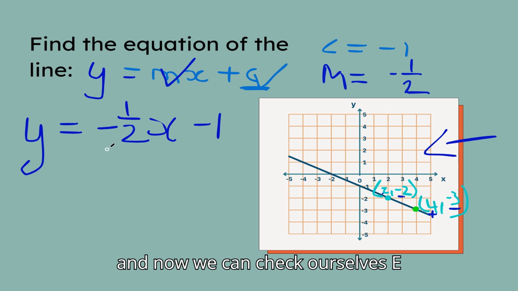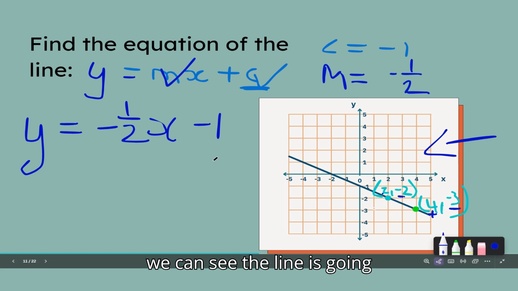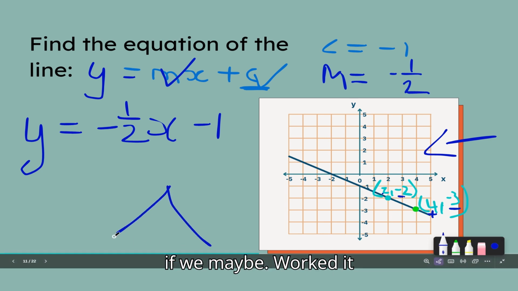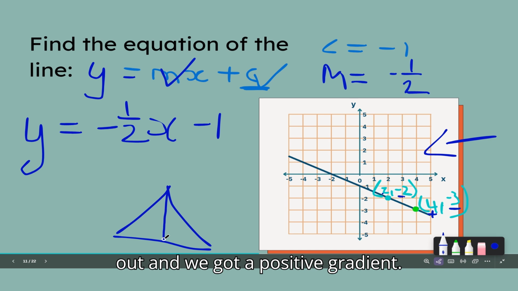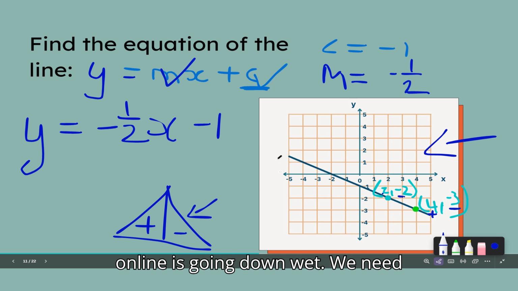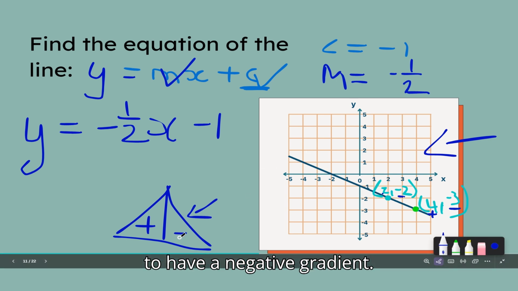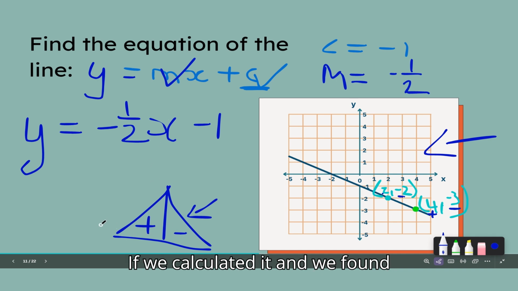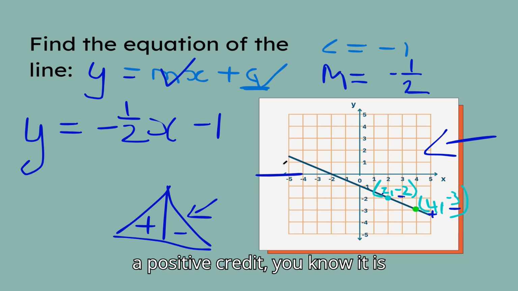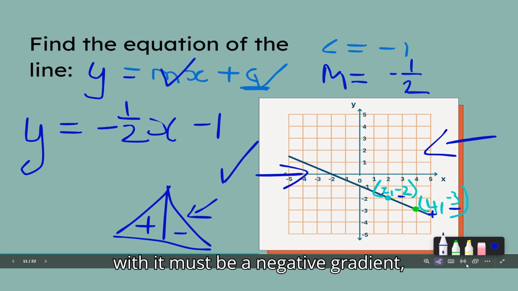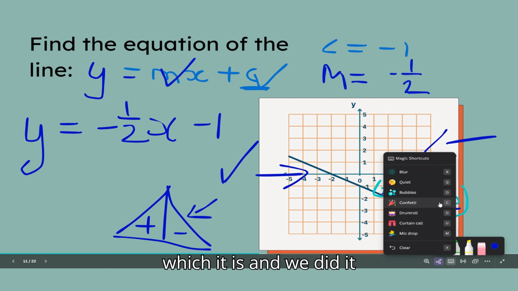And now we can check ourselves. We can see the line is going downwards, and look at our gradient. It is a negative gradient. If we worked it out and got a positive gradient, we would know it is a mistake, because our line is going downwards. We need to have a negative gradient. That is how we can check ourselves. It must be a negative gradient, which it is, and we did it correctly.